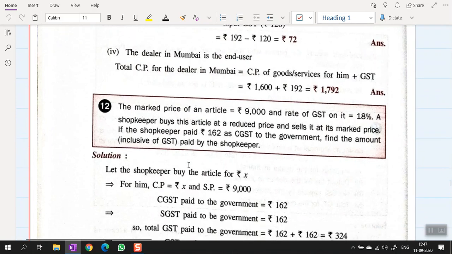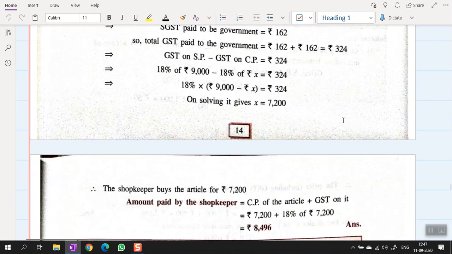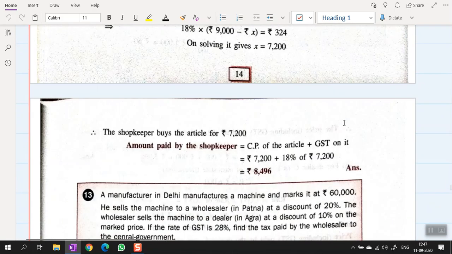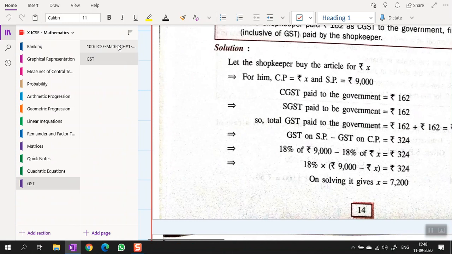Okay. CGST paid to the government is 162. So 18%, right? So yeah, I divided it. How come they are getting 7,200? Did I make some mistake? Let me check again.